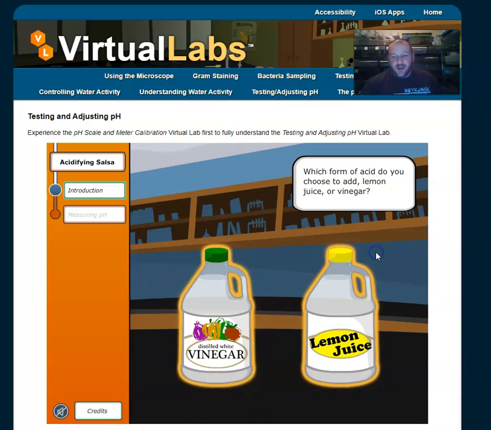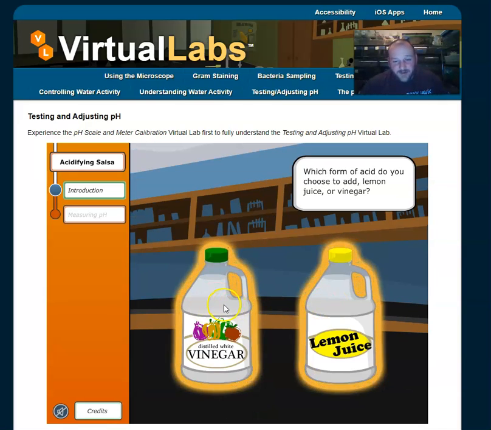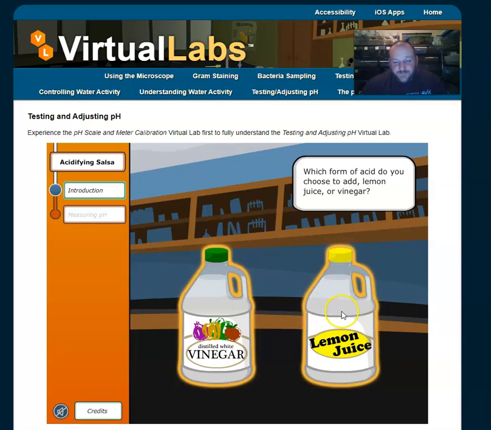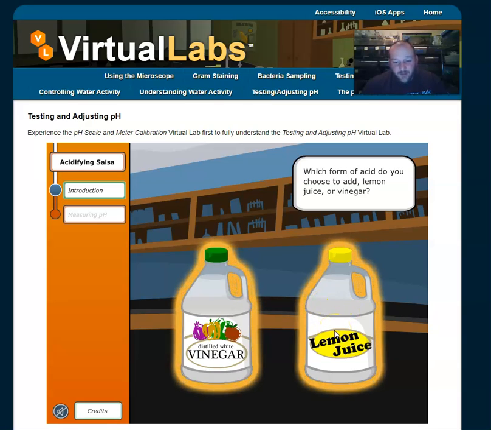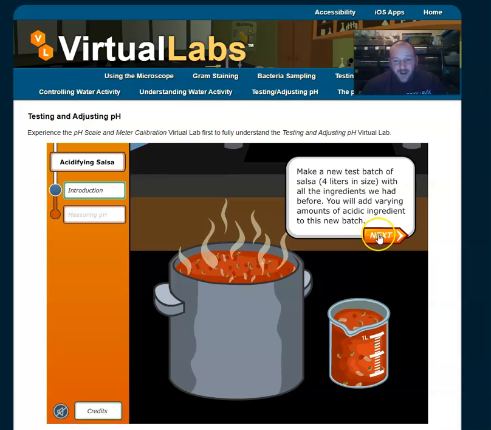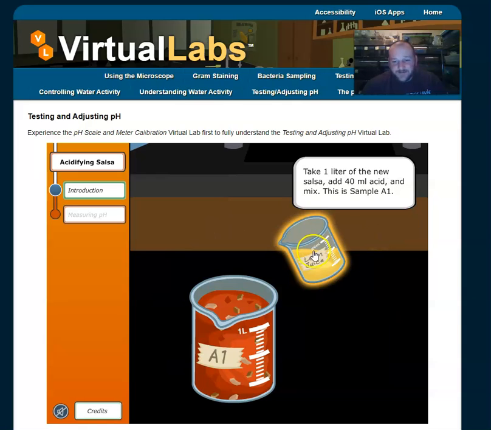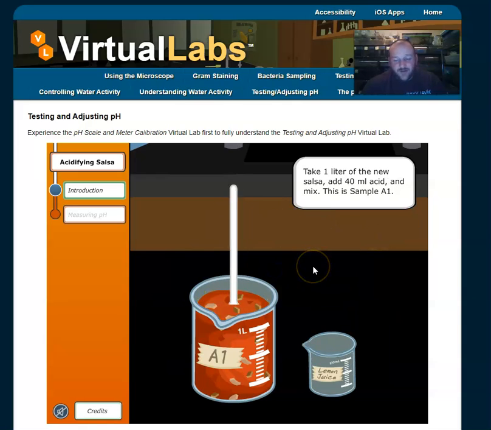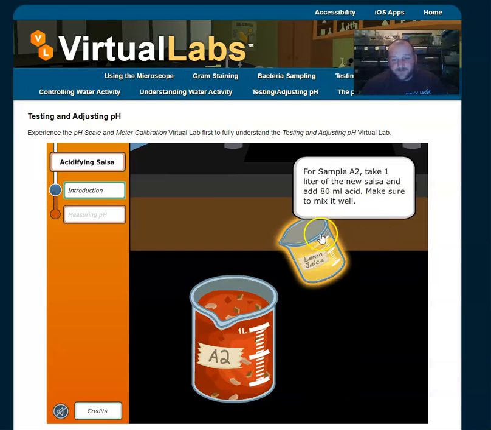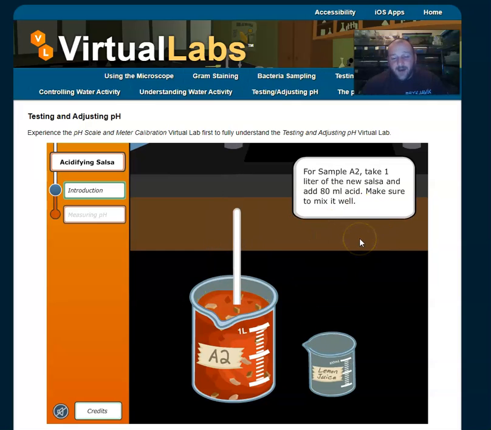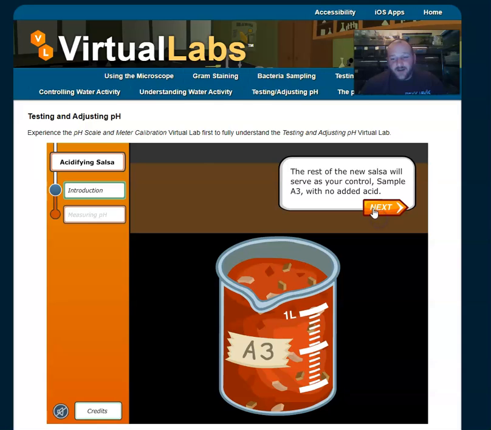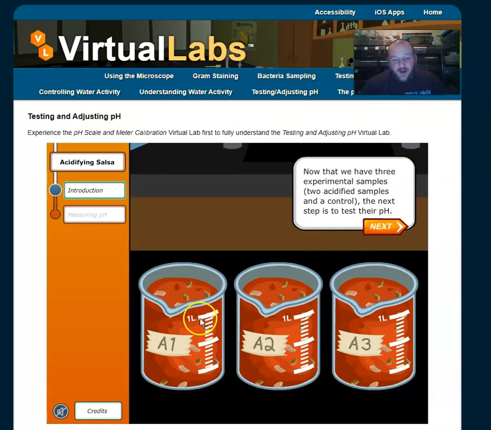And here it goes through. We can pick either of these different things that we want to work with. We're going to go ahead and work with lemon juice. And we'll say next. And it allows us to pour lemon juice into several different containers. And we actually create two experimental conditions here with two different amounts of lemon juice.